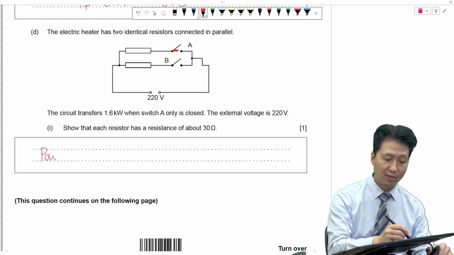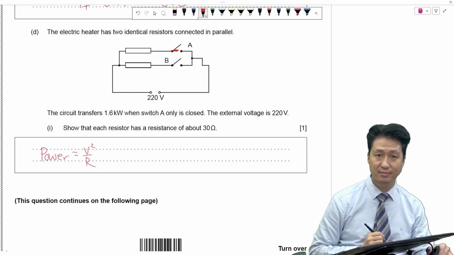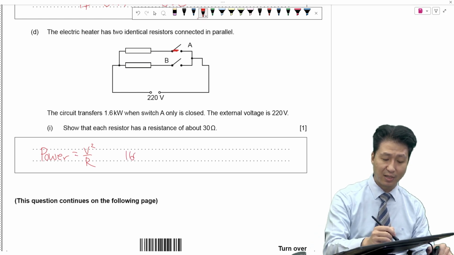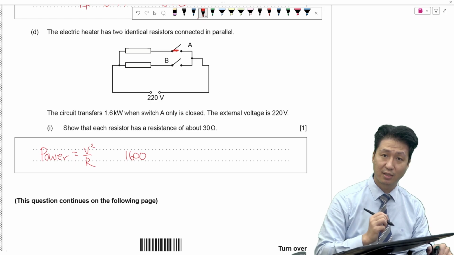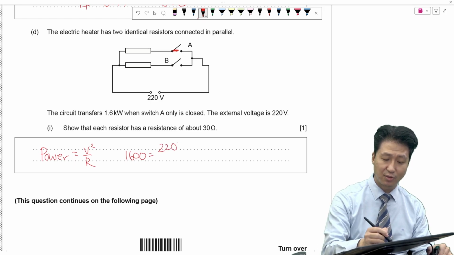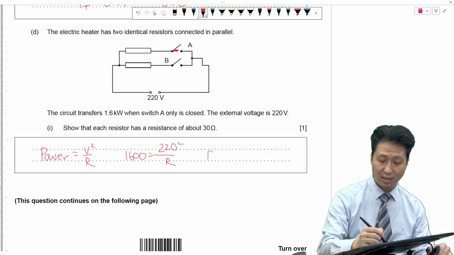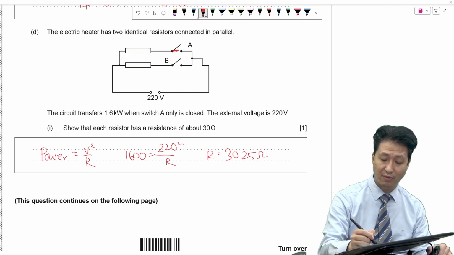We will use the equation where the power is equal to the voltage squared divided by the resistance. In this case, the power is 1600 watts, and it should equal 220 volts squared divided by the resistance. And indeed, you get a resistance equal to 30.25 ohms.